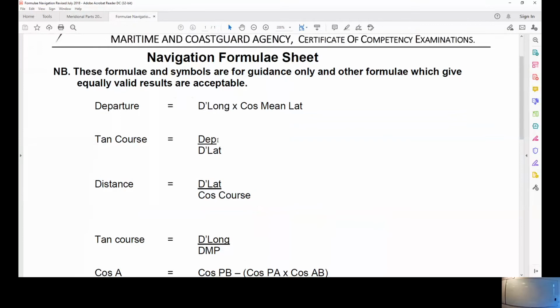Okay, so we're going to have a look at Mercator Sailing, which uses meridional parts and only 2 formulae instead of 3. So the 2 formulae we're going to use now are distance and tan course.